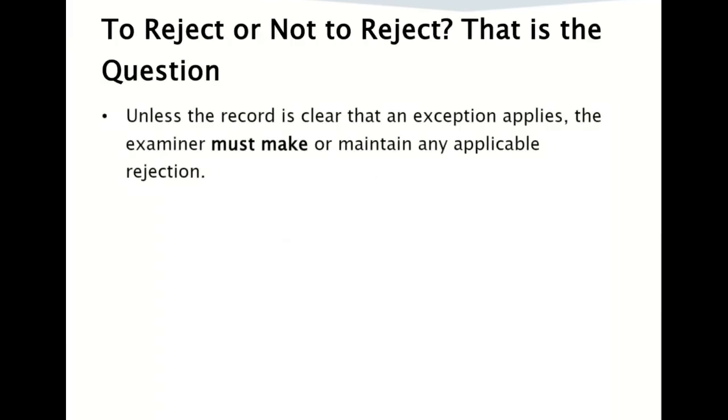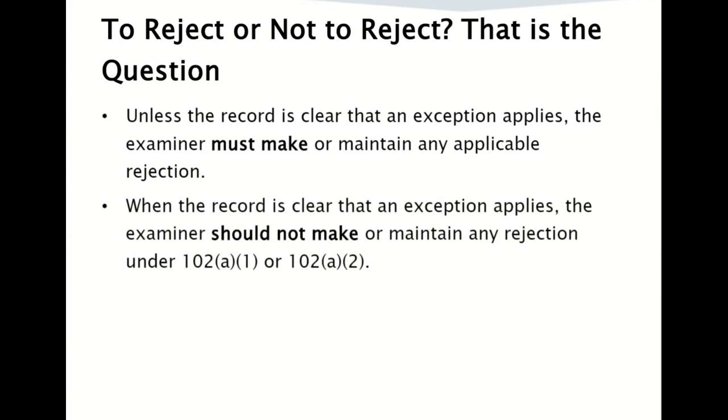When you, as the examiner, are searching prior art and reviewing the record, you may find that it is clear on the record that an exception applies. Generally, unless the record is clear that an exception applies, you must make or maintain an applicable rejection. But when the record is clear or becomes clear that an exception applies, then do not make or maintain any rejection under 102(a)(1) or 102(a)(2). When in doubt whether an exception applies, make the rejection and develop the record.